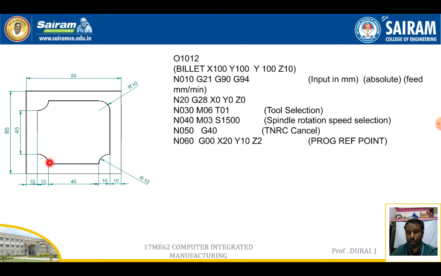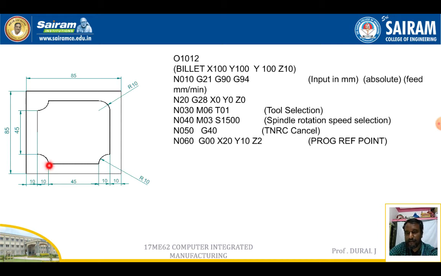Then we can move over here. Okay, so exactly at X20, Y10, Z1 we are going to stop. That means we stop the tool above the workpiece over here. Then after stopping, it has to be given minus 5 mm. So that means X20, Y10 and Z minus 5 mm, so that it goes inside.